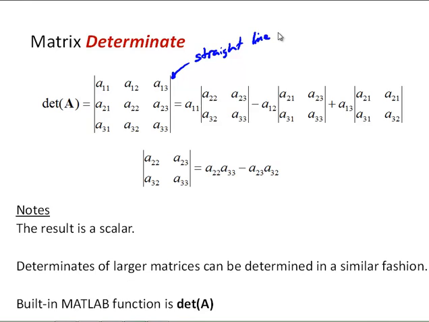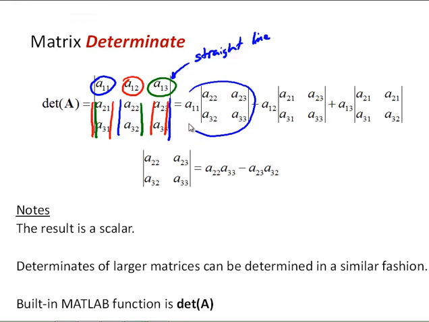We can go through and take A11 times the determinant here, minus A12 times this determinant that uses those two and these two, minus A13 times this determinant. And we see that here. Here is the first blue determinant times A11, the second red determinant times A12, and the third green determinant times A13.